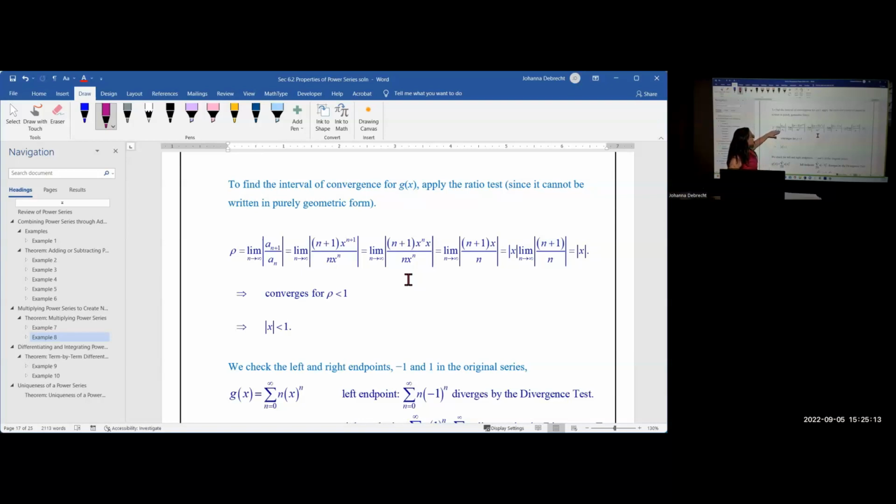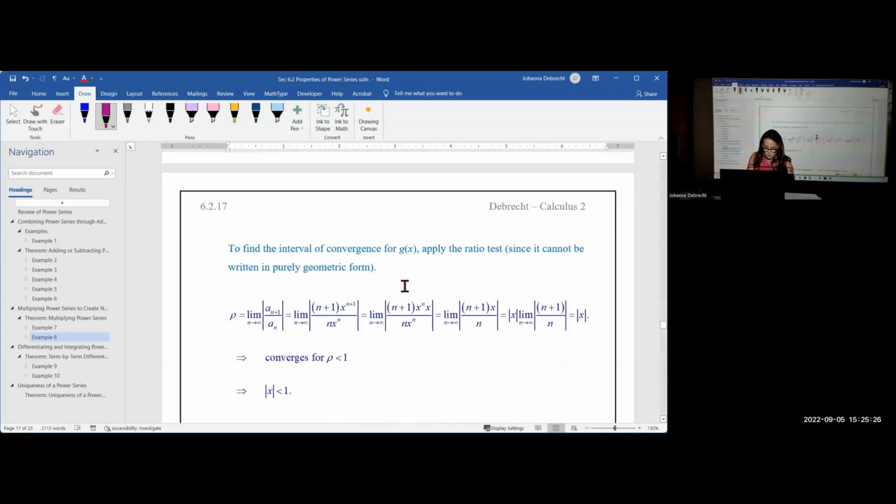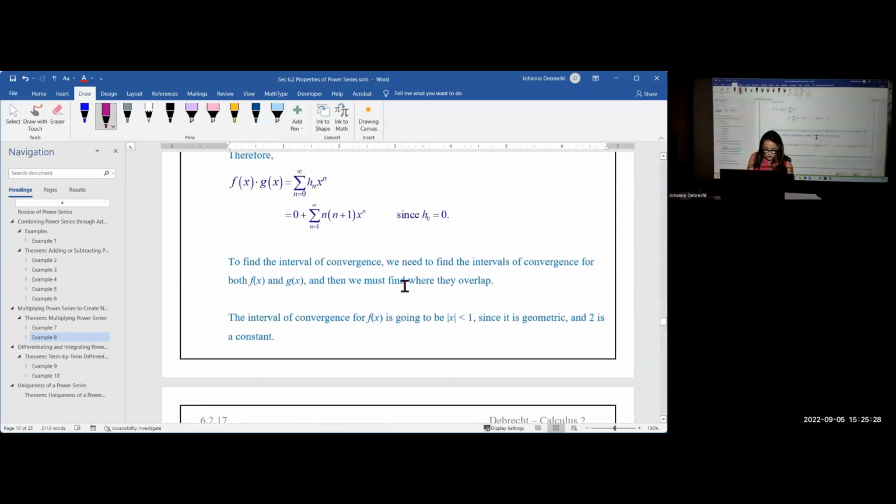So we take the limit as the index of summation goes to infinity of a sub n plus 1 over a sub n in absolute value. Again, we're looking for absolute convergence. So we're going to take our series. So let me scroll down a little bit. Or actually, that's not going to work. So let me see if I can copy this off and I'll paste it down below.